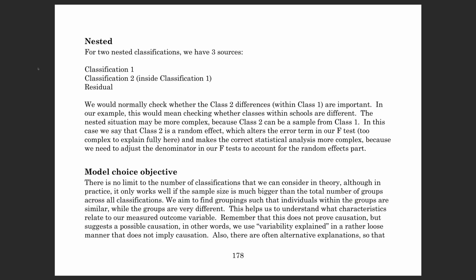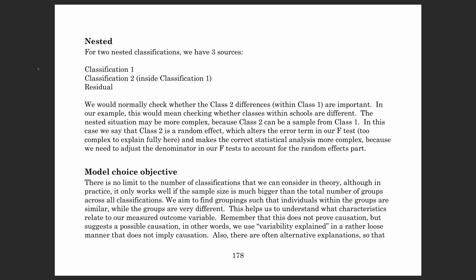So what about our model choice objective? In general, there's no limit to the number of classifications that we can consider in theory, although in practice it only works well if the sample size is much bigger than the total number of groups across all our classifications. What we're trying to do is to find groupings such that individuals within the groups are similar while the groups themselves are different. This helps us to understand what characteristics relate to our measured outcome variable. Again, remember, this does not prove causation, but it suggests a possible causation.